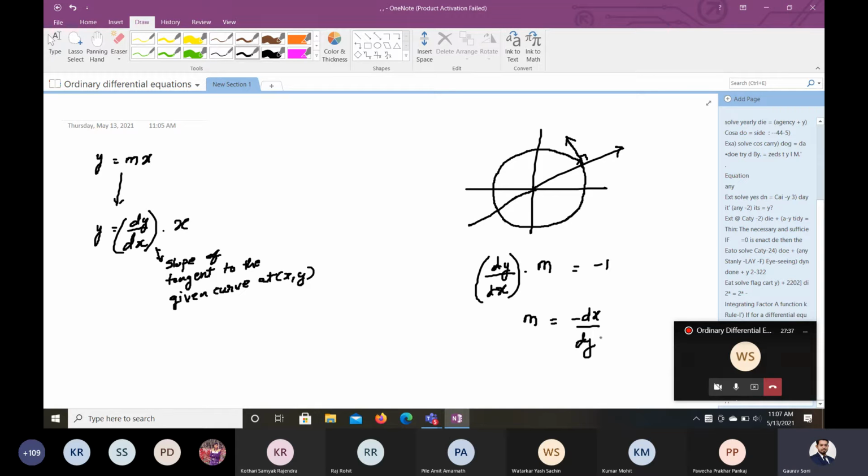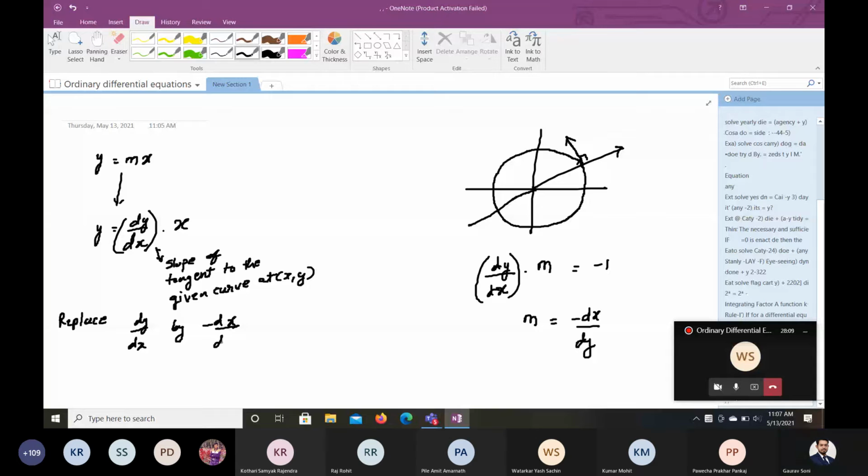So I have the slope of the given curve. I need the slope of the tangent of its orthogonal trajectory. What is the relation? Both the tangents are going to be perpendicular to each other. And that's why the slope of the required orthogonal trajectory has to be minus dx by dy. So replace dy by dx by minus dx by dy.